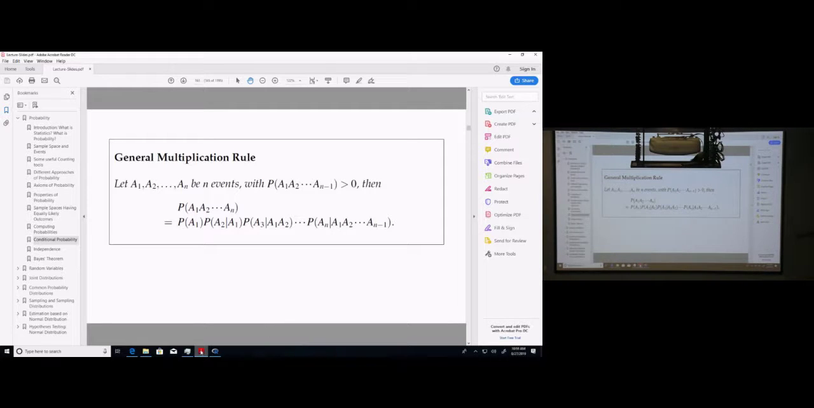Now here the order is important. The A1 has to match with this, and then A1 intersect A2 has to match with the intersection here. But here you can rearrange the order. If you rearrange the order, you have to rearrange this order accordingly. All right, so that is the crux here.